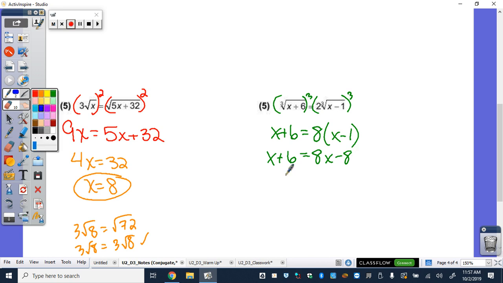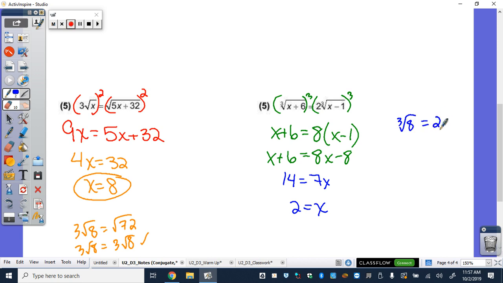Add my 8 over, subtract my x. So we get x equals 2. So doing my check. Cube root of 8, we're going to see that equals 2. Cube root of 1, because 2 minus 1 gives me 1. And it will. Cube root of 8 is 2. Cube root of 1 is 1, but times 2 makes it still 2. So x equals 2.